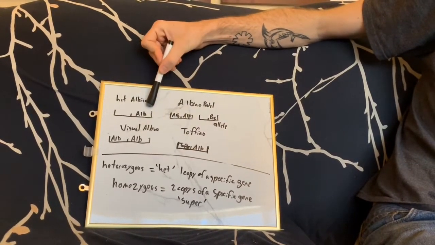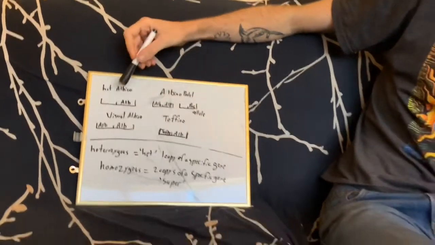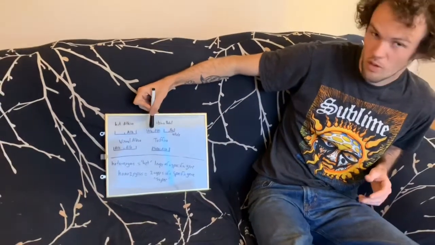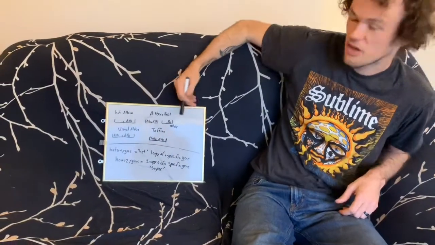Heterozygous, one gene. If it's a recessive trait, that means it's not expressed, but it's a het. Visual, or homozygous with a recessive, you need two. And then a super form is also called homozygous. So if you have a super pastel, that's homozygous pastel, because you have two copies of it.